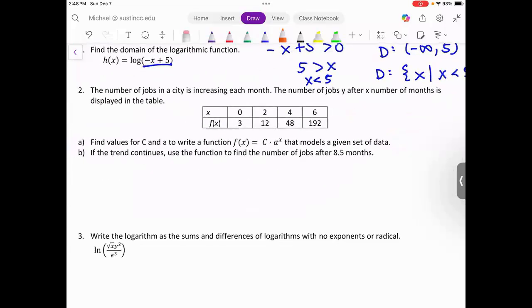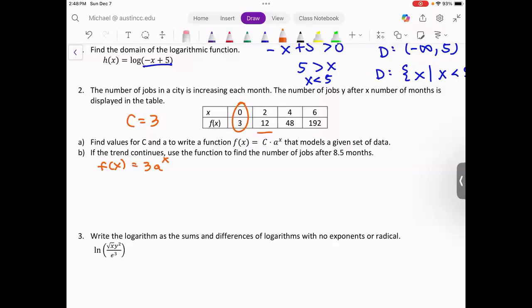The number of jobs in a city is increasing each month. The number of jobs y after x number of months is displayed in the table. Let's find values for c and a to write the function f of x equals c times a to the x that models a given set of data. Our initial value is going to be our c, wherever x is 0. So we know we're going to start with a function that looks like f of x equals 3a to the x. And now we can use any one of our other points to figure out what a is.